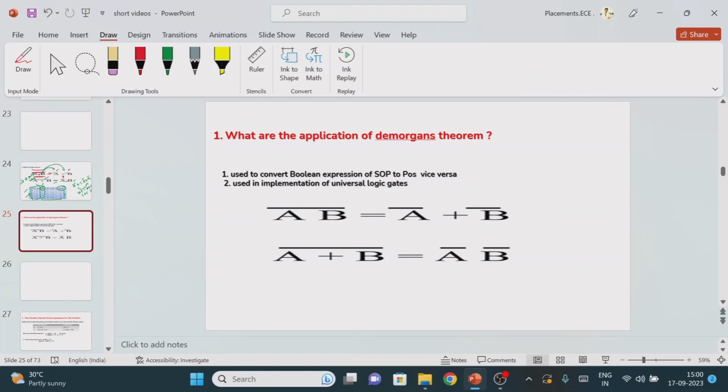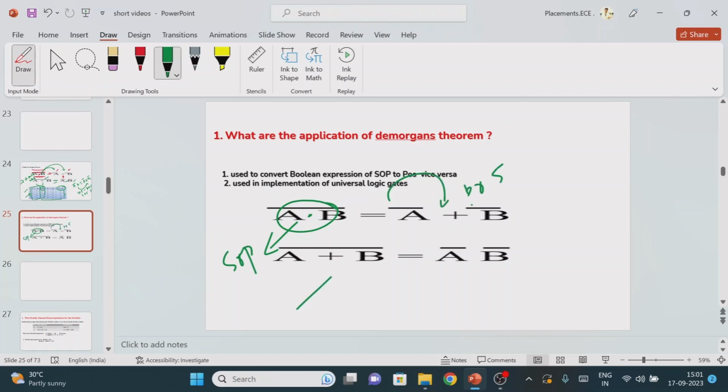What are the applications of De Morgan's theorem? De Morgan's theorem is used to convert the Boolean expression of SOP to POS, or POS function to SOP function. What do you mean by this? If you consider this, what kind of term is it? Product term. A product term is nothing but the SOP function. This we are going to convert into the POS form. Here, the sum term is nothing but the POS form, which we are converting in terms of the product term. So one application is that we can convert SOP to POS.